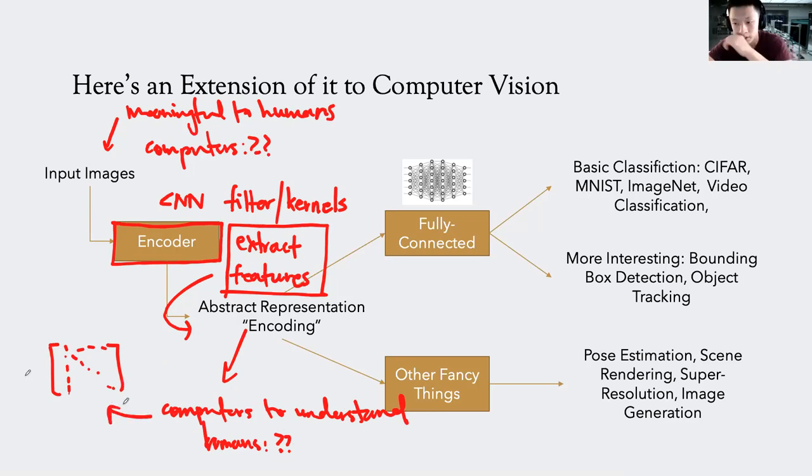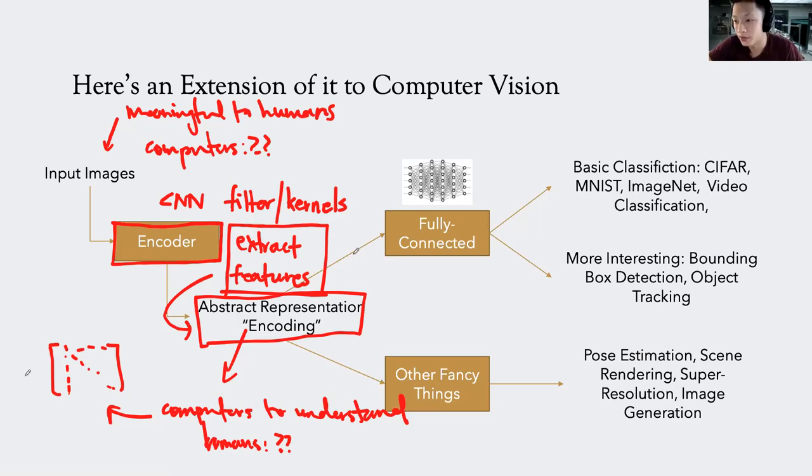It's very significant to the computer because it takes all of this stuff that's meaningful to humans, you know, the cat that has pointy ears and a brown coat of fur and et cetera, et cetera. It takes that and compresses it into a way that computers can understand. So this again is our abstract representation, our encoding. And then given all of this with our CNN, we can again do whatever we want.